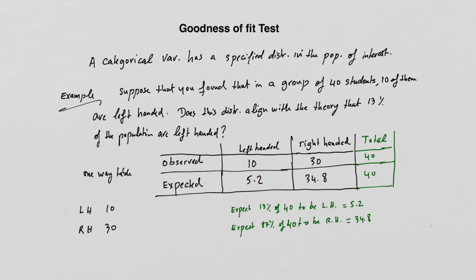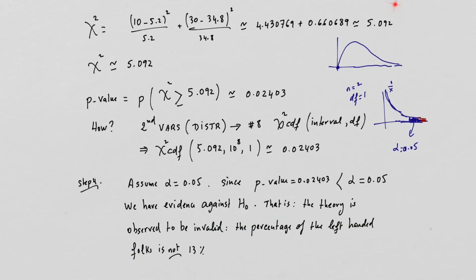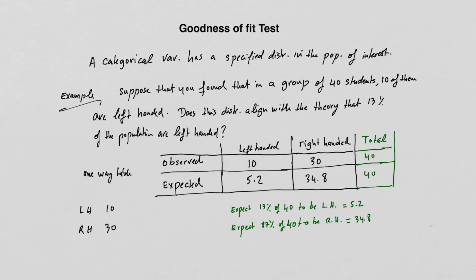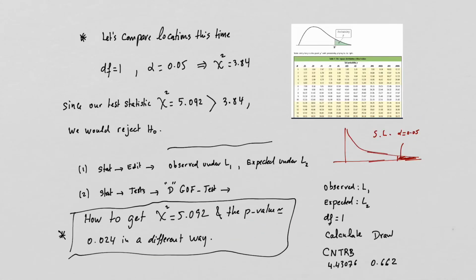The contributions of these values to the chi-squared value. What is each of those? In other words, which of these contributed more than the other? And I can tell very quickly. I mean, if you say 5.2 is far from 10 and 34.8 is not that far from 30, I would agree with you, right? And that's the contribution here.